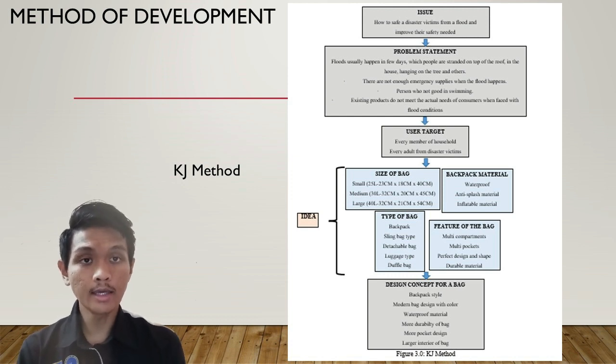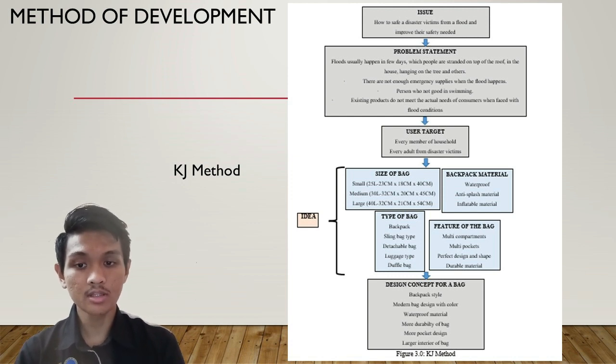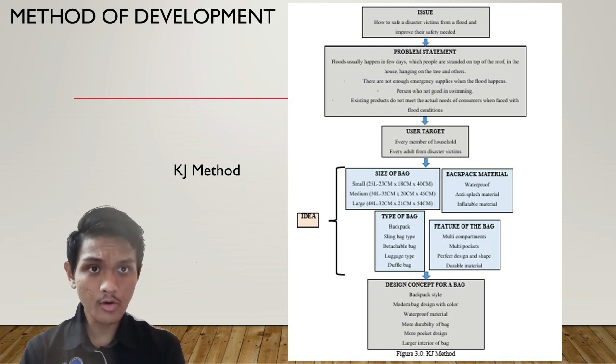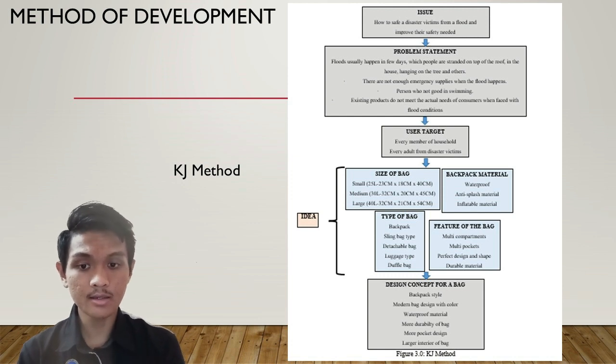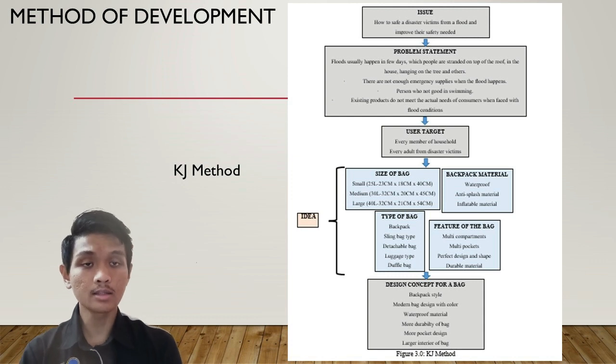And then the ideas. We build four ideas, which are the size of the bag, backpack material, type of bag and feature of the bag. For the size of the bag, we have three sizes, which are small, medium and large. For backpack material, we have waterproof, anti-splash material and inflatable material. For the type of bag, we have backpack, sling bag type, detachable bag, luggage type and duffel bag. And the features of the bag are multi-compartment, multi-pocket, perfect design and shape, and durable material.